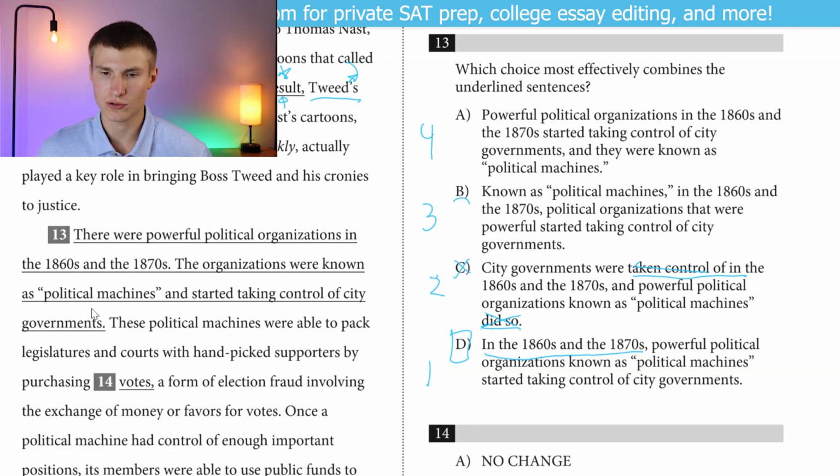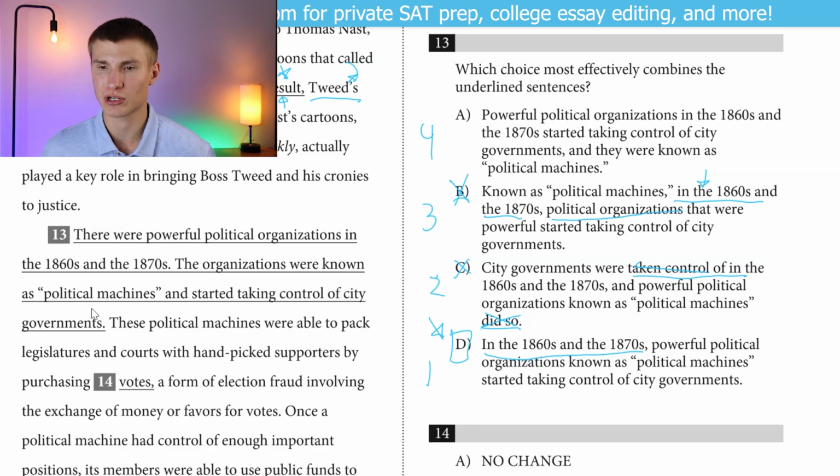Looking at answer choice B, known as political machines, and then we have in the 1860s and 1870s, political organizations that were powerful started taking control of city government. As you can see, that really does not flow well. Another thing too, we want to include the years here, but in this case, we'd be indicating that they're non-essential. We really need them to be essential because we are giving a time context. Also, we're saying known as political machines, and then we've got political organizations that were powerful started taking control of city governments. That's not the best way that we could use a modifier there. So B's got a lot of problems. More than anything, it really does not flow well. It's wordy. It could be made significantly more concise like it is in answer choice D.